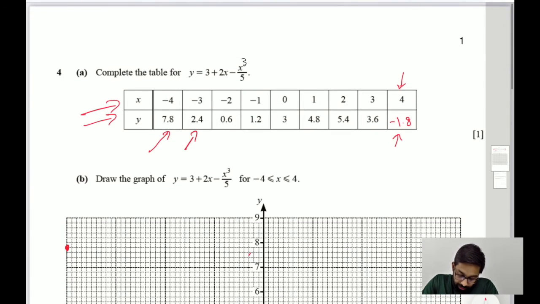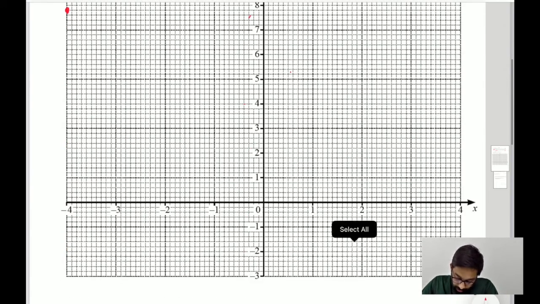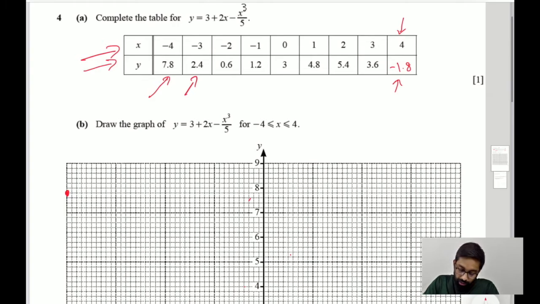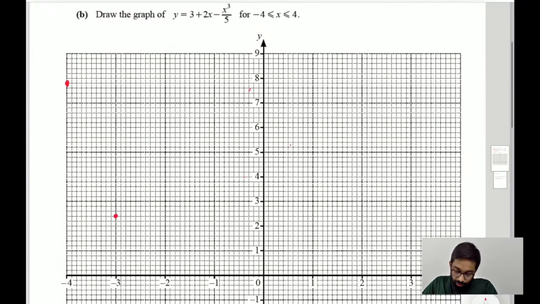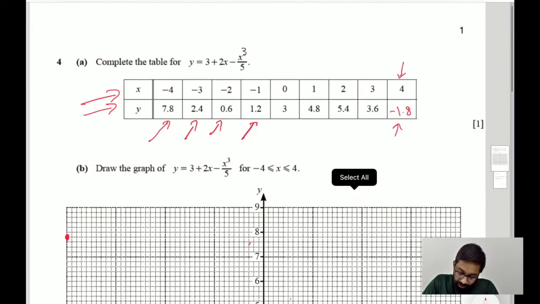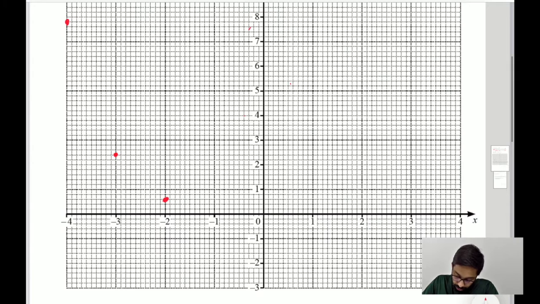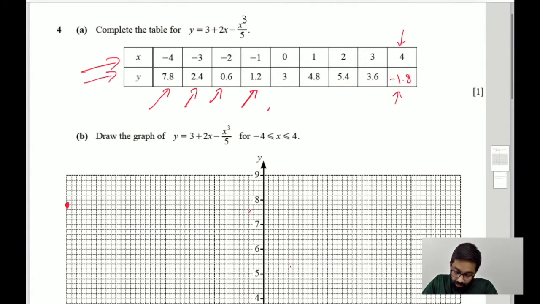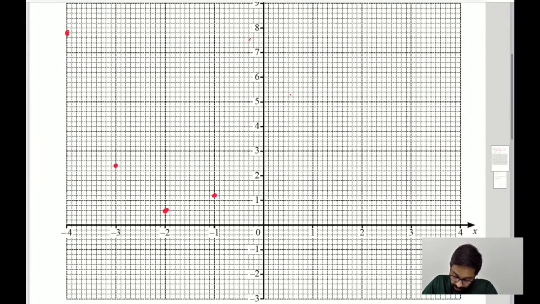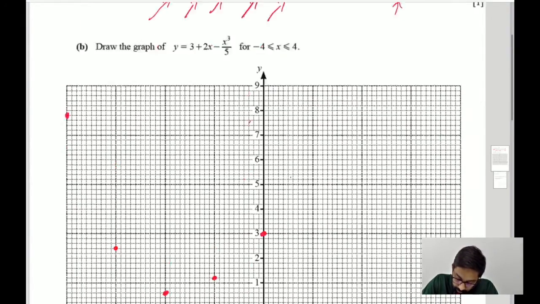The next coordinate is minus 3 and 2.4. Minus 3 and 2.4 is going to be there. The next coordinates are minus 2 and 0.6. Minus 2 and 0.6 is supposed to be there. The next one is minus 1 and 1.2. So minus 1 and 1.2 is going to be there. The next one is 0 and 3. 0 and 3 is going to be there.